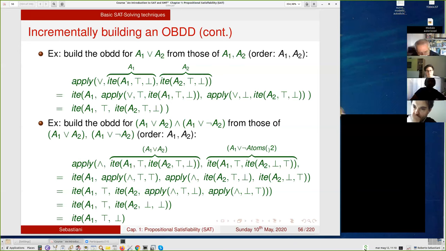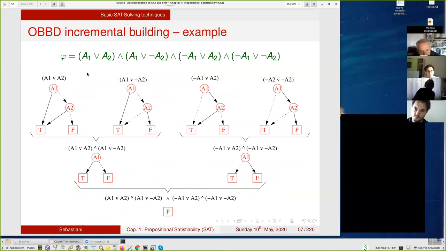Well, of course, AND of true and true is true. But AND of false and false is false, because applying AND to true and false is false. So this is an ITE of false, false, which is reduced to false. At the end of the day, you have A1 true false, which is actually the definition of A1, which should not be surprising, right? Because if you have A1 or A2 and A1 or not A2, this is the same as saying A1.